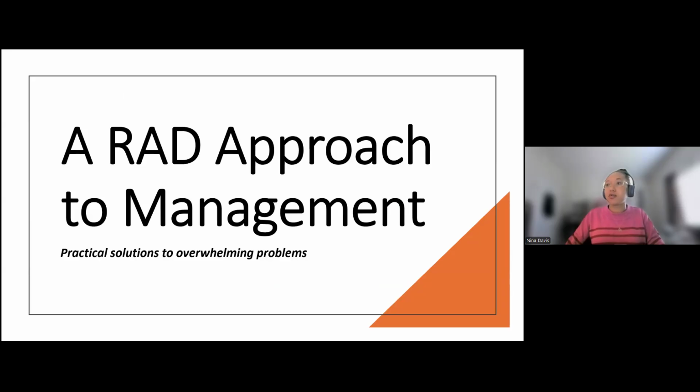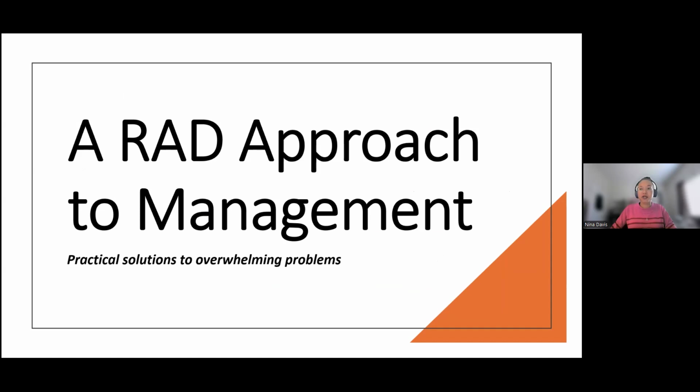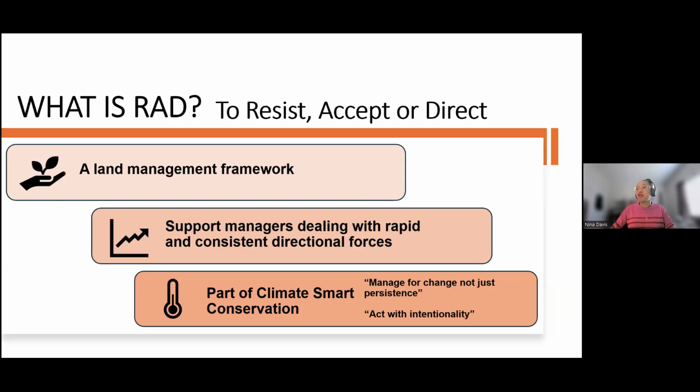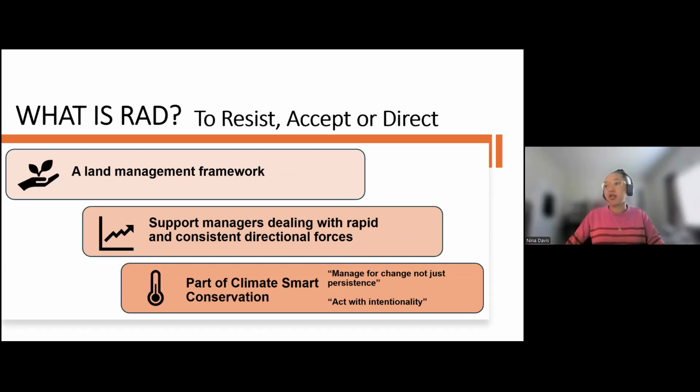All right, so what is a RAD approach to management? This is a coastal decision support tool for making practical solutions to overwhelming problems. So before we get into the details of each pathway, let's talk a little bit about the RAD framework as a whole. RAD stands for resist, accept, and direct, and it's a decision-making approach developed by land resource managers to help guide responses to unavoidable change.